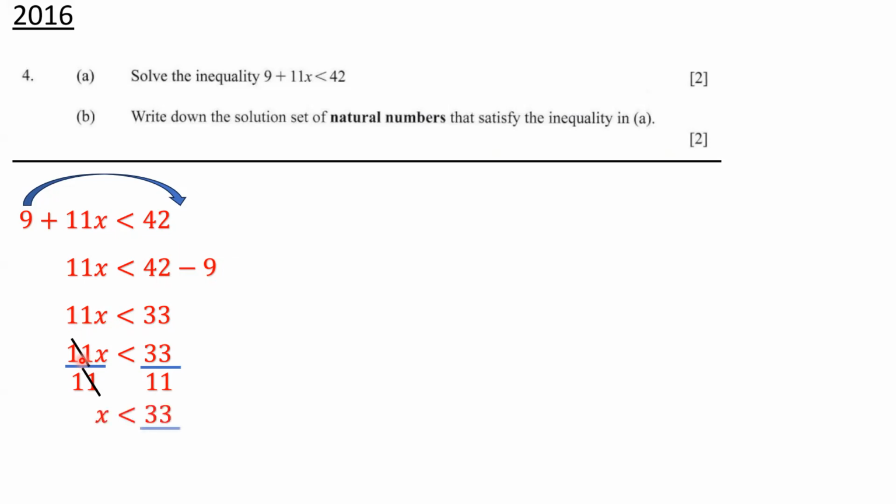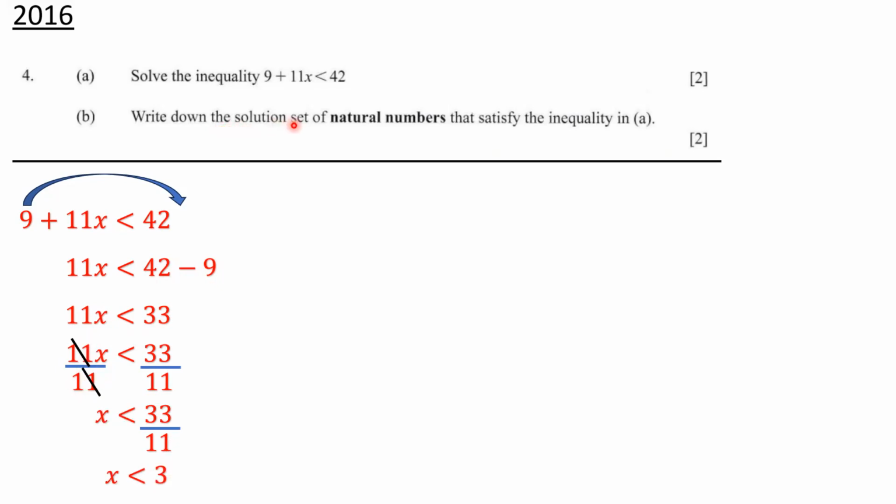And so we are left with x is strictly less than 33 divided by 11. And 33 divided by 11 is definitely 3. We do not change the sign because we divided by a +11 and not a -11. So it's still x is strictly less than 3. So that means that we do not include 3, but we want the numbers that are less than 3.